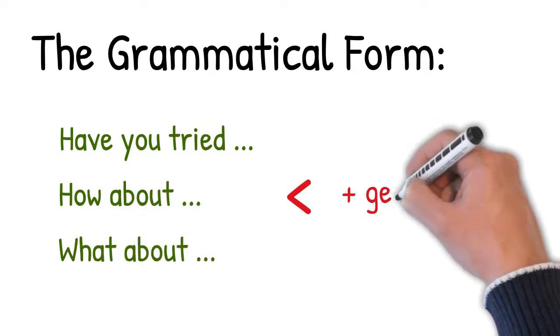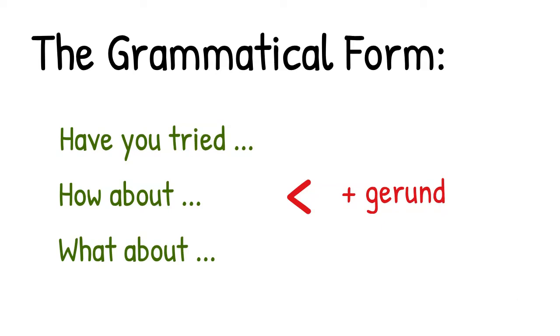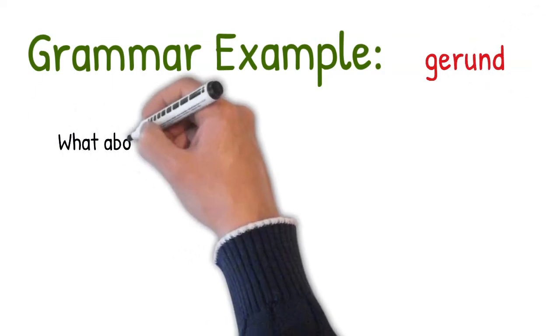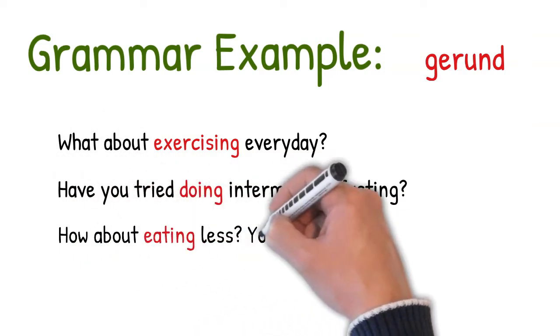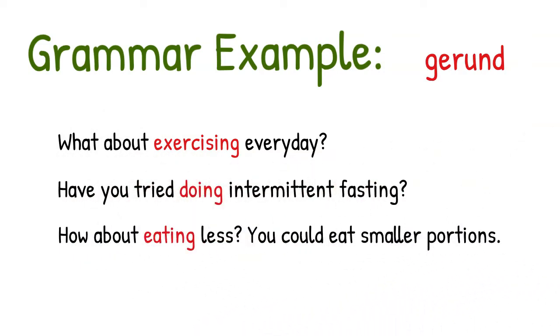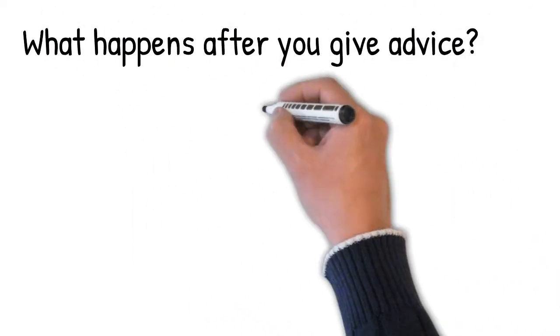And what about? They go with a gerund. Now, the gerund is that verb that is in the ing form. I'm assuming you know what a gerund is. If you don't, you can look at a gerund video I've made under my playlist in the grammar. But let's look at these three expressions and how they use a gerund. What about exercising every day? Exercising is the ing verb, and that's the gerund verb. Have you tried doing intermittent fasting? Doing intermittent fasting. How about eating less? You could eat smaller portions. Eating is the gerund.